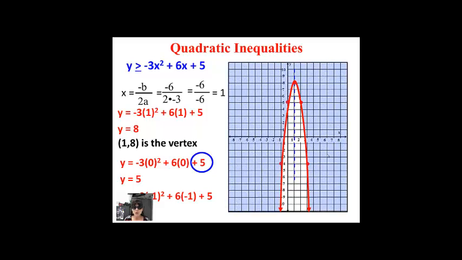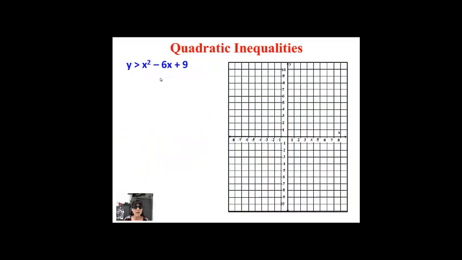Since it's greater, we're going to shade this area above the parabola. So any solution that falls in this blue area or on the parabola is going to be a solution to this quadratic inequality. Let's try another one. I want you to try this one on your own, so pause, and I will come back to help you in a moment.